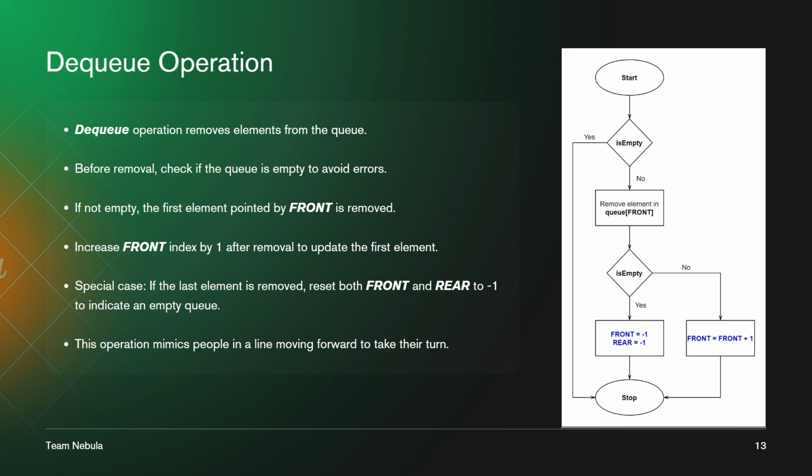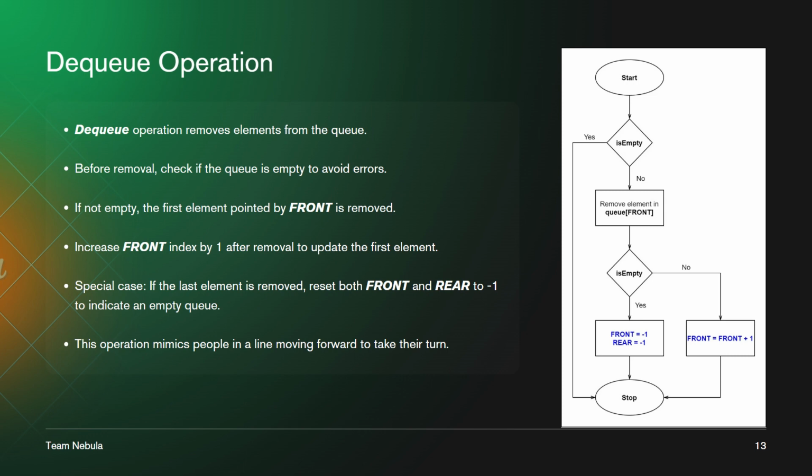After removing the element, we increase the front index by 1. It's like saying the first element is gone, so now the next element will be the first element. Now there's one special case we need to handle. If the last element is removed from the queue, we need to reset the values of both front and rear to -1. This is because if both pointers are set to -1, it indicates that the queue is empty.